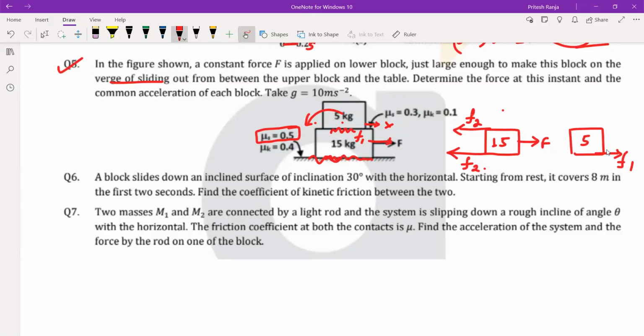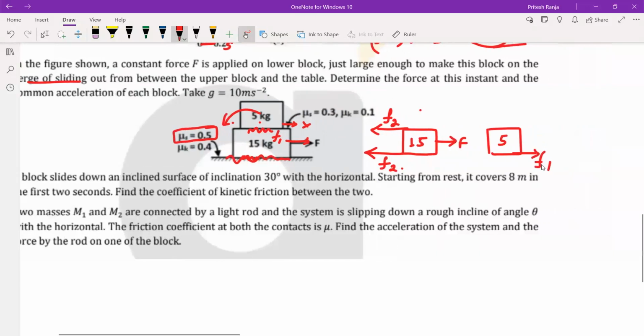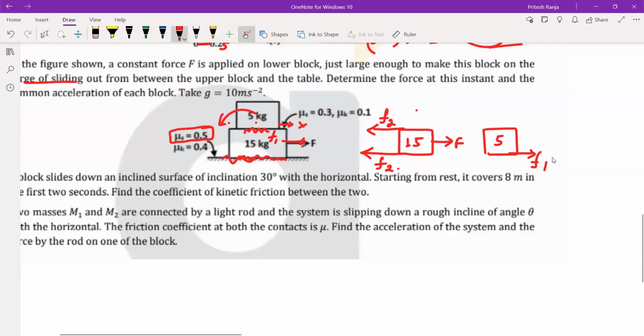Now let us find out the friction. What will be the value of F1? See, they are at the verge of moving, so mu into R. Let us find the normal reaction in both cases. Here it will be 50. Here what will the normal reaction be? 150. So which value of mu do we take? It is the static one because it is at the verge of moving. So 0.3 into 50, that is 15 newtons.